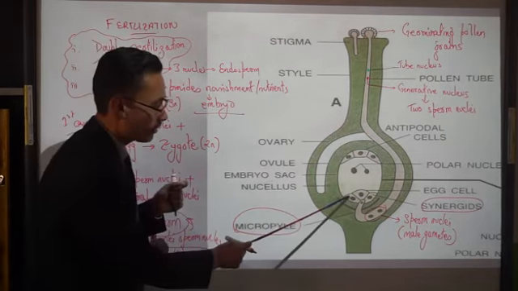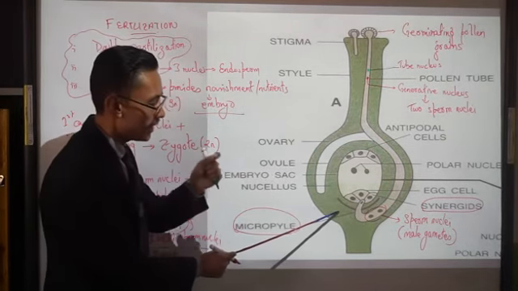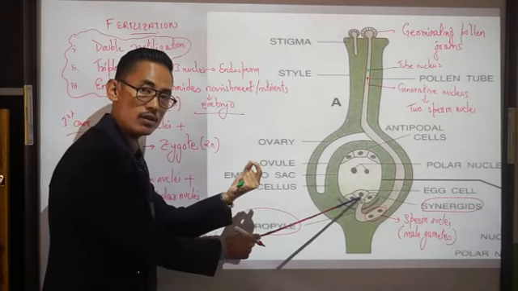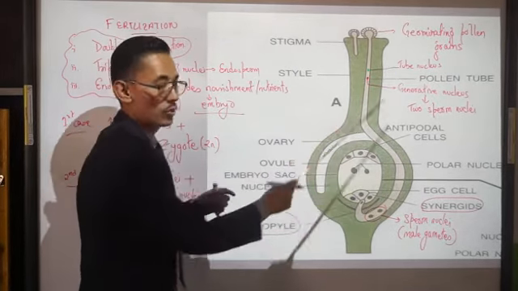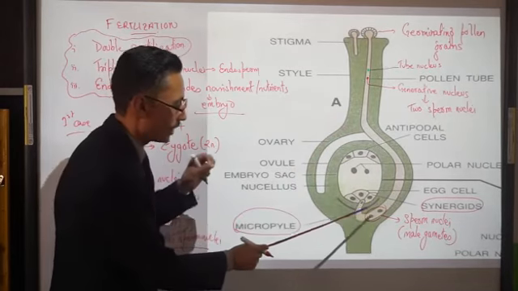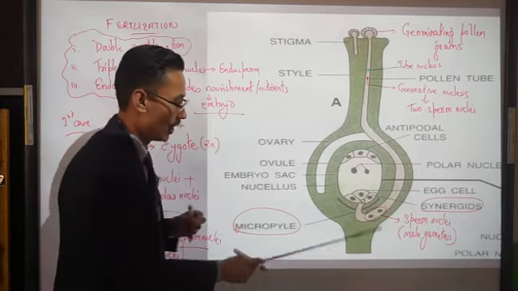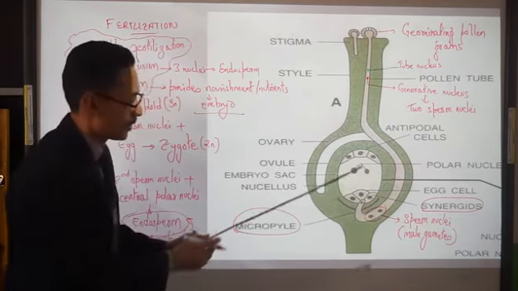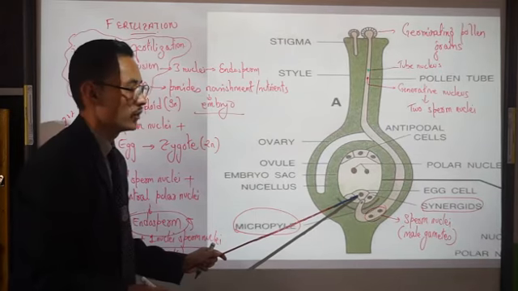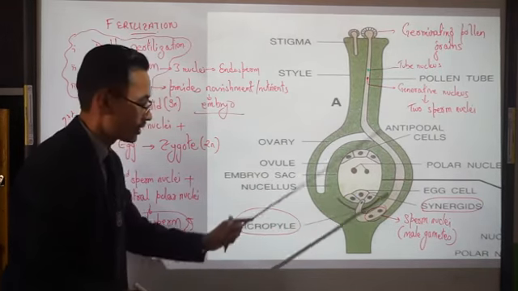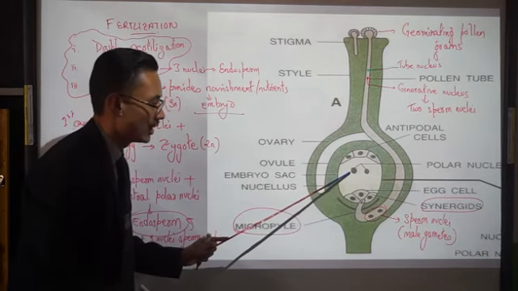Now, this pollen tube will enter inside the embryo sac through a point called micropyle. Clear? And these particular two synergids which are present at the micropylar end will help in guiding the pollen tube inside the embryo sac. So when the pollen tube enters inside the embryo sac, this tube nucleus will degenerate. Clear? And the two sperm nuclei or the male gametes will help in fertilization. So out of the two male gametes, one male gamete will go and fuse with the egg cell, leading to the formation of zygote.